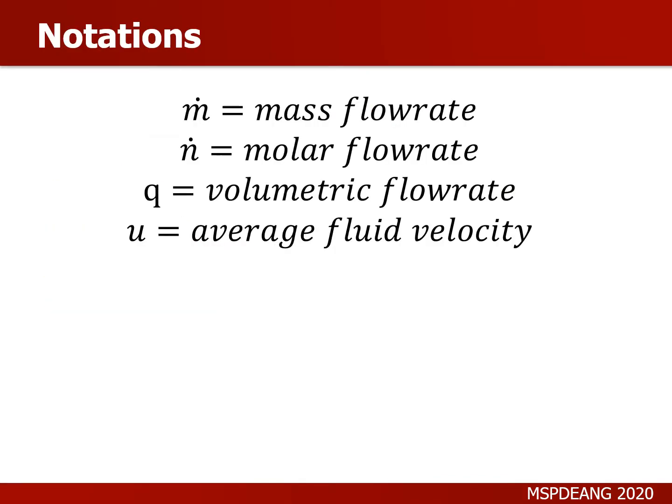Now for just some notations for open systems, m dot represents mass flow rate while n dot represents molar flow rate. Small letter q will represent the volumetric flow rate while small letter u will represent the average fluid velocity. And you know from your ChemE 101, m dot is equal to the molar mass times the molar flow rate. And from continuity, the volumetric flow rate is simply equal to the cross-sectional area of flow multiplied by the average fluid velocity.